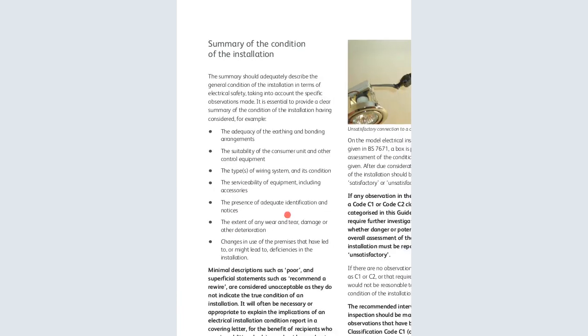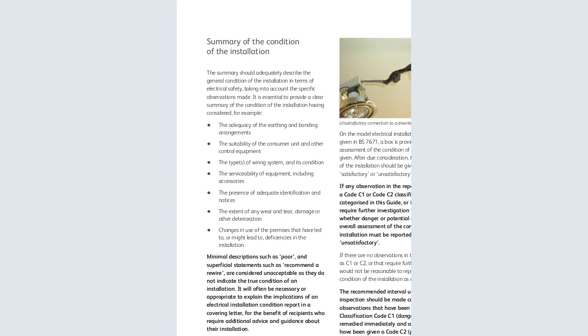So, summary of the condition of the installation. We are doing a summary now. The summary should adequately describe the general condition of the installation in terms of electrical safety. So, taking into account the specific observations made, it is essential to provide a clear summary of the condition of the installation, having considered the following. Number one, adequacy of the earthing and bonding arrangements. So after doing the inspection, you have to make sure that the earthing and bonding arrangements are adequately made, meaning the earthing is correctly installed.